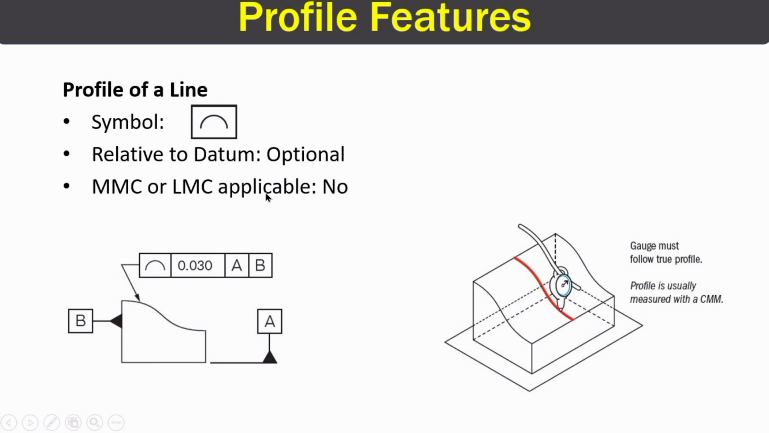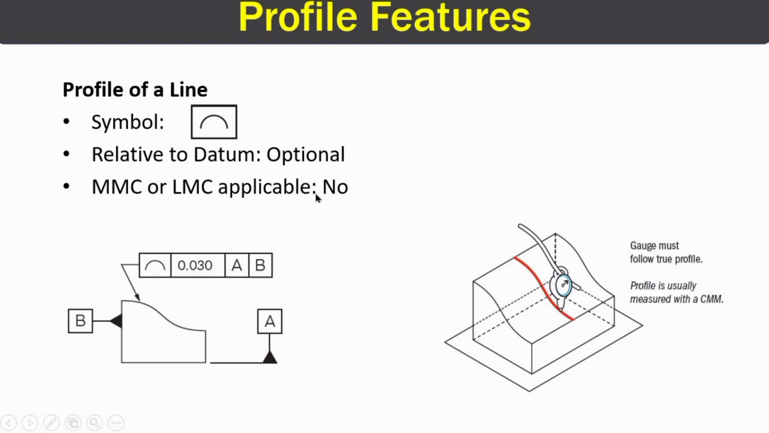MMC or LMC are not applicable for profile of a line because both of them, MMC or LMC, are primarily applied to individual features. Meanwhile, profile of a line addresses overall shape and variations across multiple cross sections. So profile of a line is not an individual feature. That's why MMC or LMC are not applicable for profile of a line.